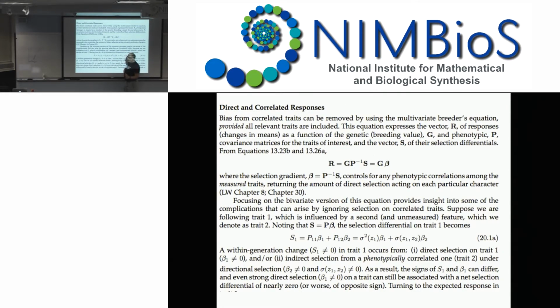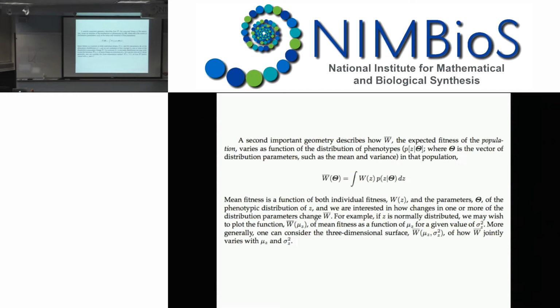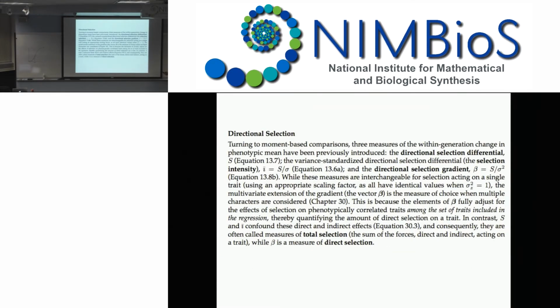If I've got 2 traits, for example, what I observe for the within generation change depends upon the beta. So now you see that beta 1 and S1 are actually rather different. So when you have multiple traits, what you want to look at are the betas. S is what you observe. The betas tell you what the actual targets of selection are, assuming that you've got all the traits for selection in your data. And again, that's something we'll chat about.